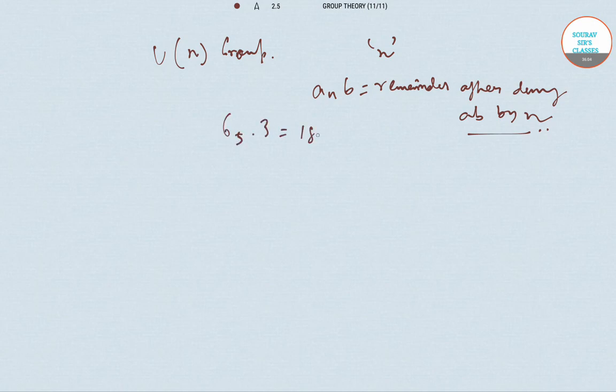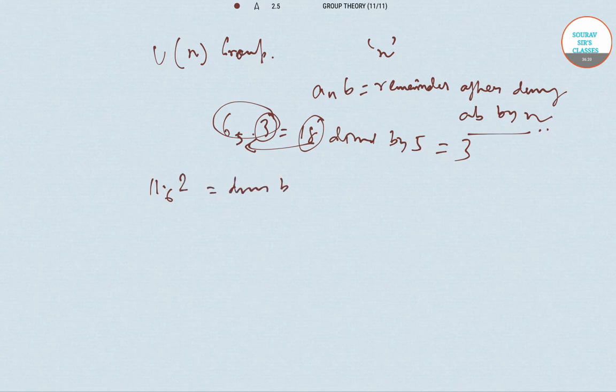This is nothing but 18 divided by 5 gives you 3. This is the way to write. And 6 times 2 divided by 6 gives you 4. So this is the pattern which we are going to follow in our questions as well.